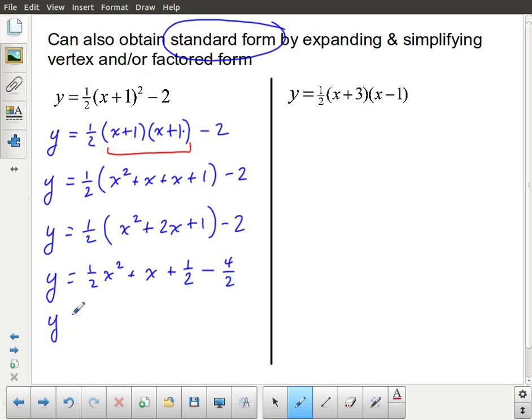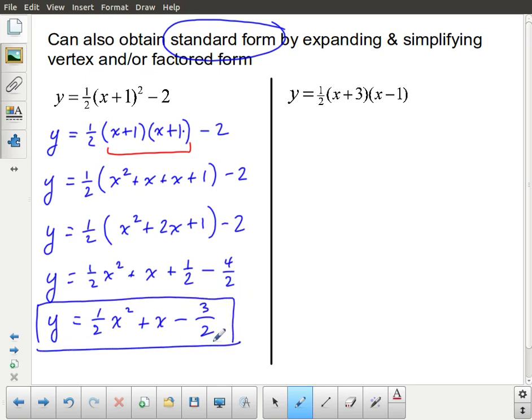And so I get my final equation, which is now in standard form. The 1 half x squared plus x doesn't change, and I have now positive 1 half minus 4 halves. 1 minus 4 is negative 3, and of course that's still over the denominator 2. So there is my equation in standard form.